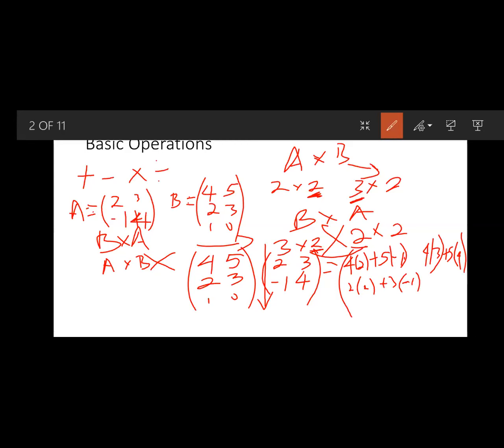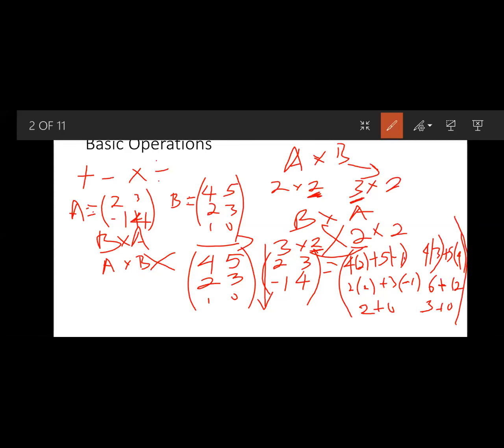So then the next one will be what? 2 times 3. Let me write it directly. 2 times 3 will give us 6. 3 times 4 is 12. I hope you are getting it. Then 1 times 2 will give us 2. 0 times minus 1 will give us 0. 1 times 3 will give us 3. Then 0 times 4 will give us 0.